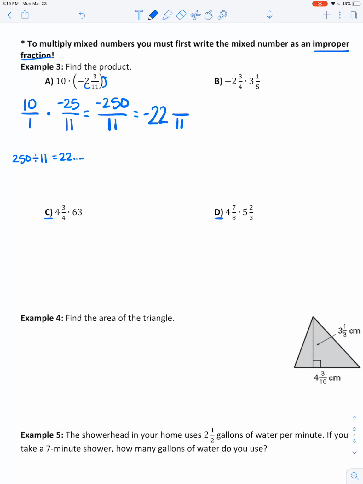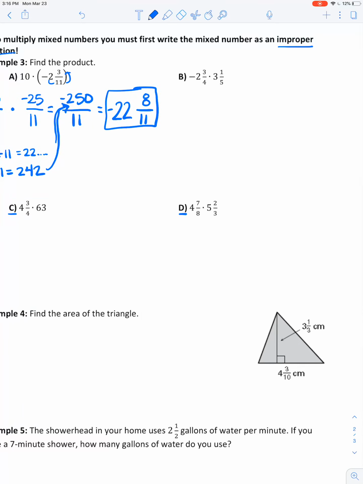Now to figure out what that number is, we can take 22 times 11, and when I do that, I get the number 242. So how many is it from 242 to 250? Well, there's a difference there of 8. 242 plus 8 is this number 250. So that's where we get our answer. Okay, let's take a look at letter B. Same style.